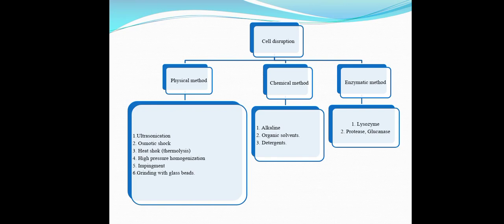In the physical method, there are 6 different techniques involved: ultrasonication, osmotic shock, heat shock or thermolysis, high pressure homogenization, impingement method and grinding with glass beads. All of these are physical methods. For the chemical methods, there are 3 types: the use of alkaline treatment, organic solvents and detergents. The third one is the enzymatic method. The common enzymatic method is the use of lysozymes.